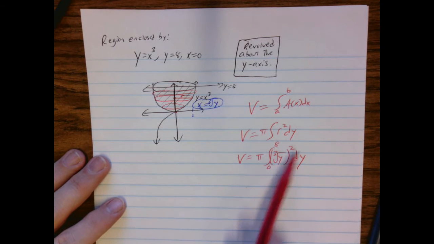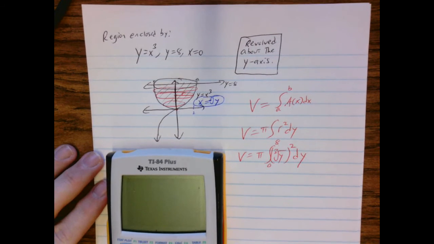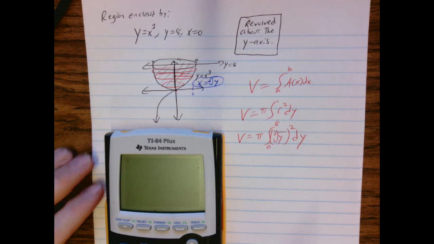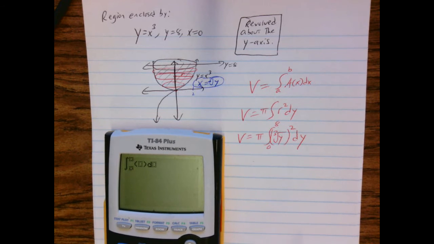This one's actually not too bad to do by hand, but I always told you once we got to this part, we can just use our calculator. So again, we can't really type in y when we go to do this, but we can just type it in as is using x. The calculator doesn't care what variable you're using. 0 to 8. And this is going to be the cube root of y squared. So you can type that a couple different ways.